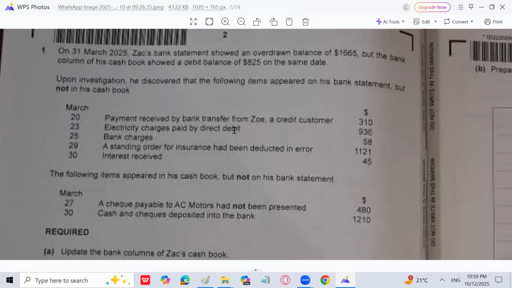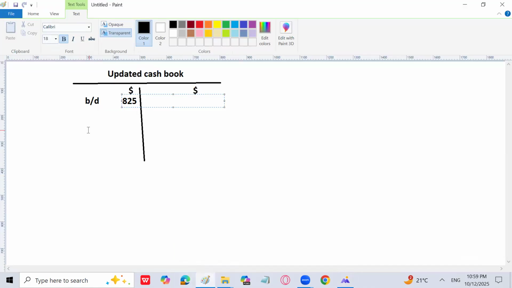Payment received by bank transfer from Zoe, a credit customer. So this is a receipt actually. So let me write it down. That is how much? 310. So here comes the receipt from Zoe. And what is the amount? The amount is 310. I will write it on the debit side because it is credited in the bank statement, but not yet debited in the cash book.